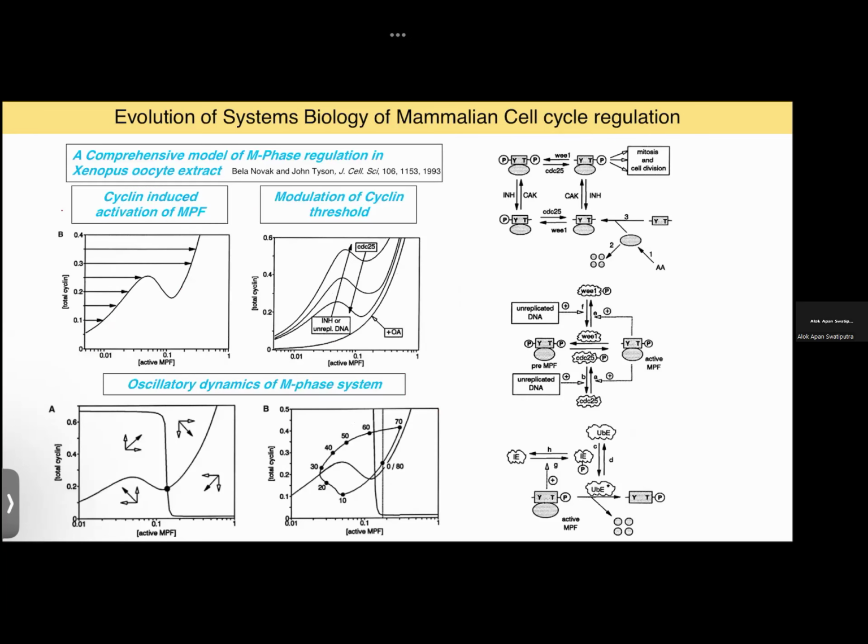But Tyson had faith in his model. He combined with someone like Novak. So Novak had come to Virginia Tech to work here and they became very good friends. And they sort of had faith in this model and they enhanced this model.